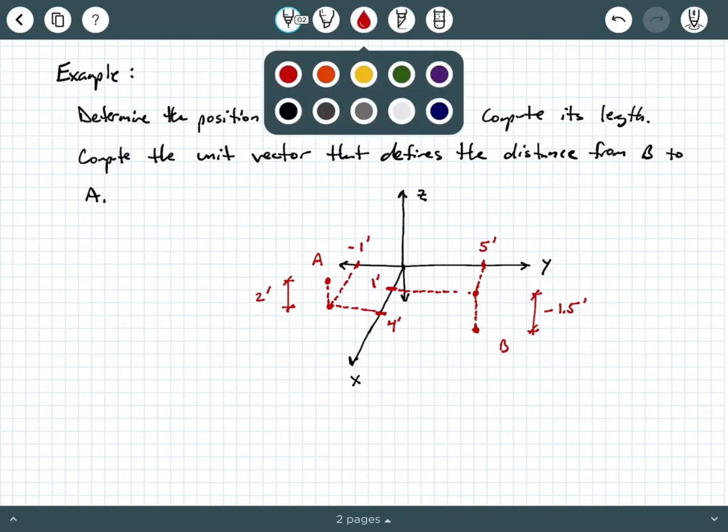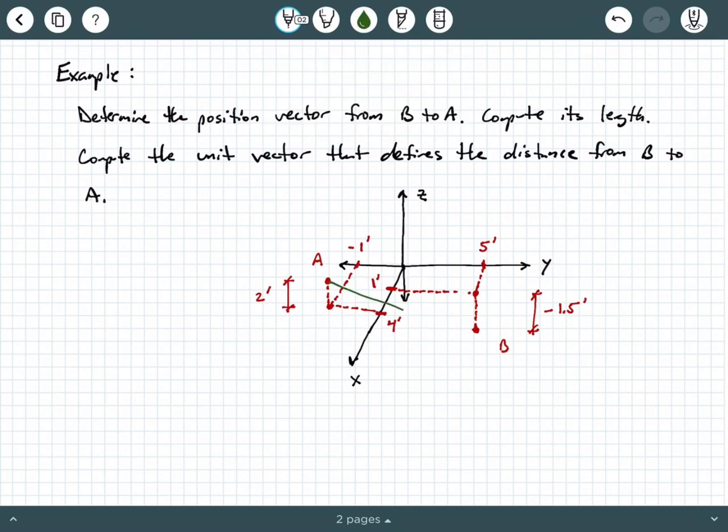So the position vector we want is from point B to point A. The position vector that we're really interested in is this position vector right here. Notice we said from point B to point A, so the arrowhead is at point A in this case. So that's our figure. Again, you want to practice drawing this the best you can. And let's go ahead and start looking at this.